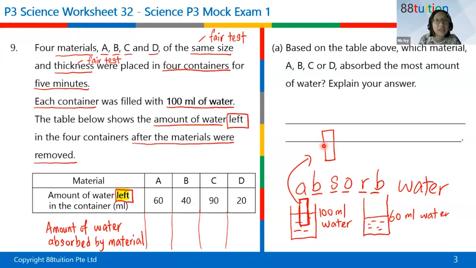All right, good job, Evan. Okay, good job, Wen-Xing. The rest we all know. All right, so it is 40 ml. How we get 40 is 100 minus 60. So we get 40 ml.